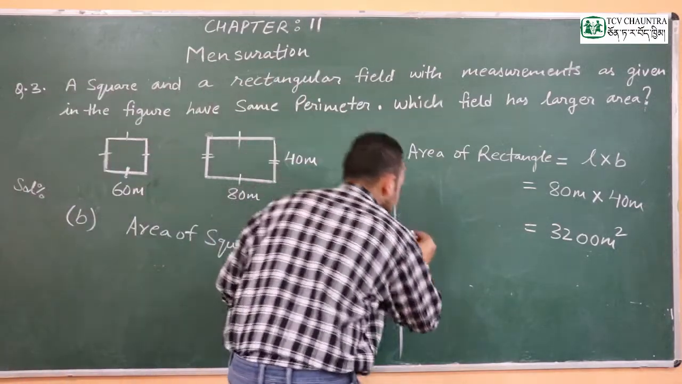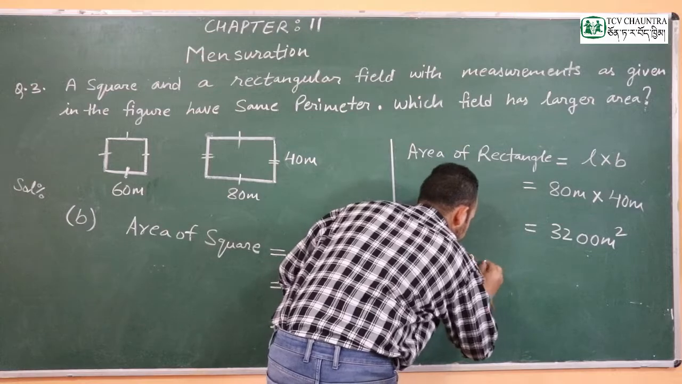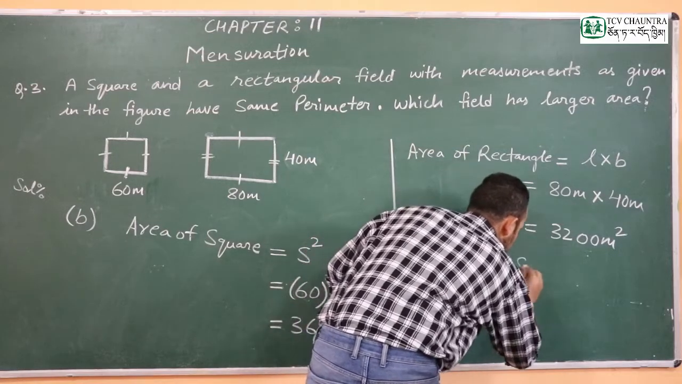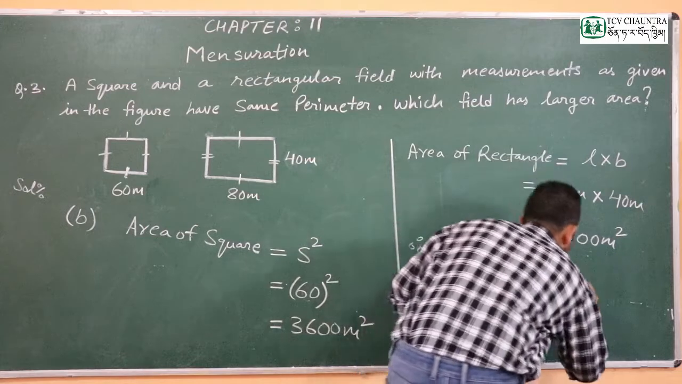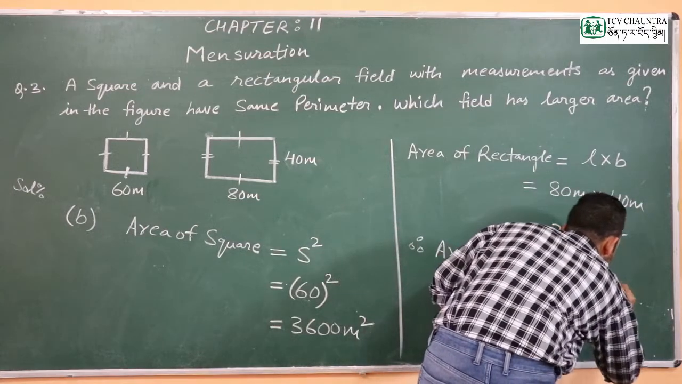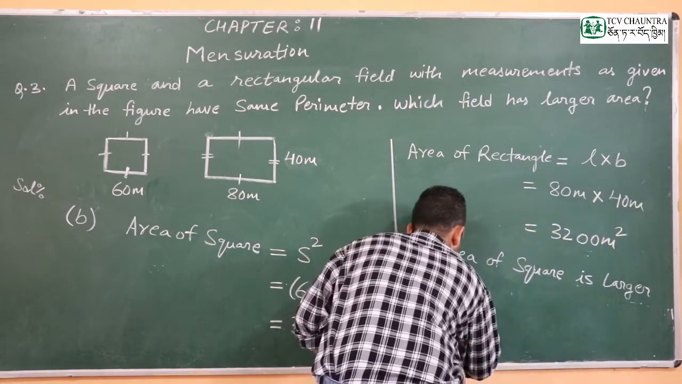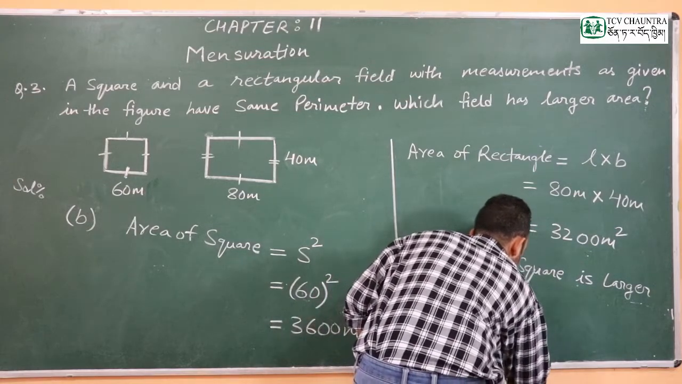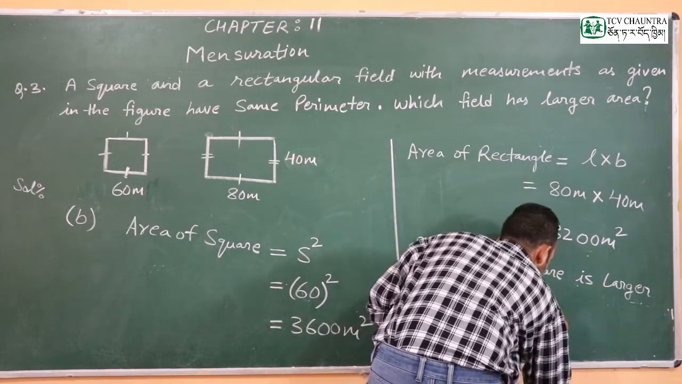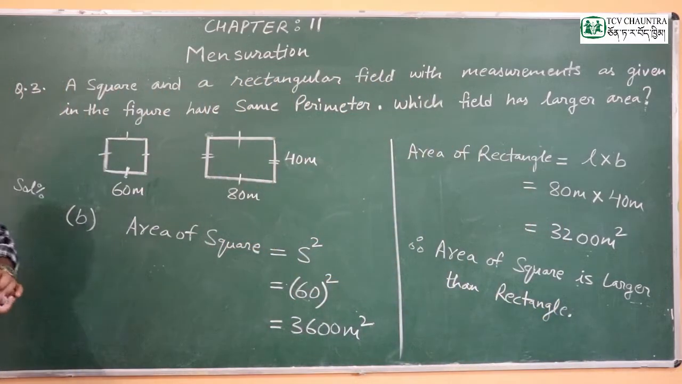So what you will say is that therefore the area of the square is larger than the rectangle. Okay, so this is your answer to this question. Understood?